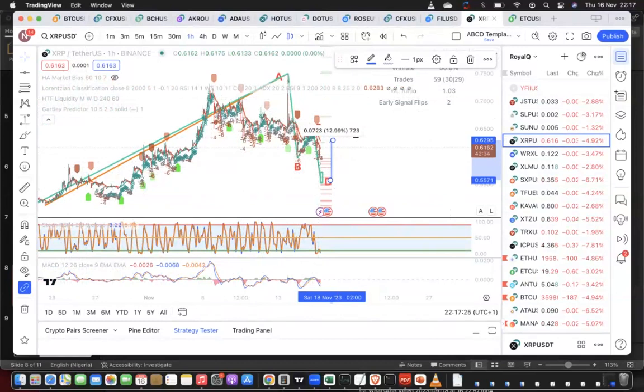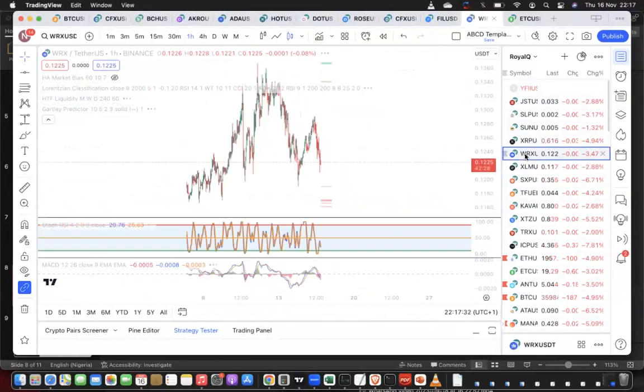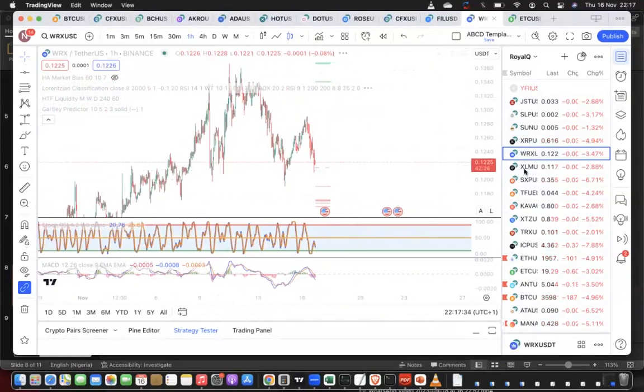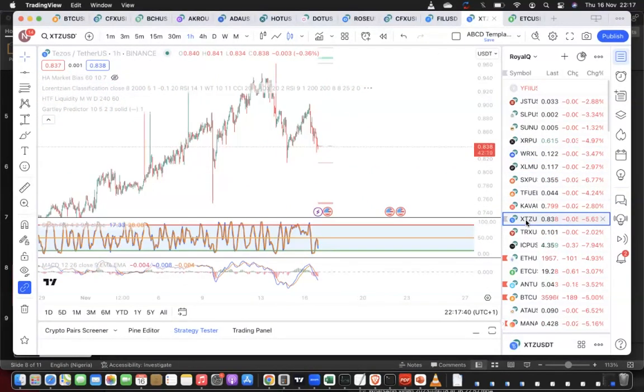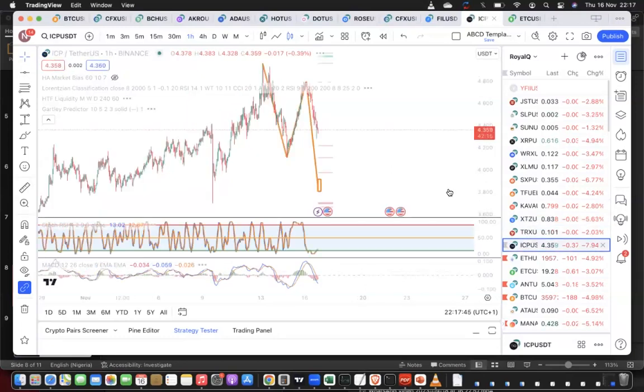So let's go to the next. That's XRP on 1 hour. But remember, always look at it from the 4-hour time frame. So let's look at which other one I saw Gartley on. Is it XTZ? Permit me to just click through. All right, good.